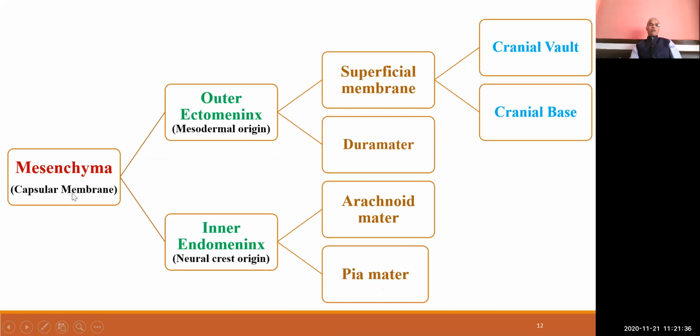So the mesenchyma, which is the capsular membrane, gives off the outer ectomeninx, which is of mesodermal origin. This ectomeninx gives rise to the cranial vault as well as the cranial base. Whereas the inner endomeninx, which is of neural crest origin, forms the arachnoid mater and pia mater. The outer ectomeninx divides into two layers: the superficial membrane and the dura mater. The superficial membrane gives rise to the cranial wall and cranial base. Whereas the second part, the dura mater, is the outer covering of the brain.